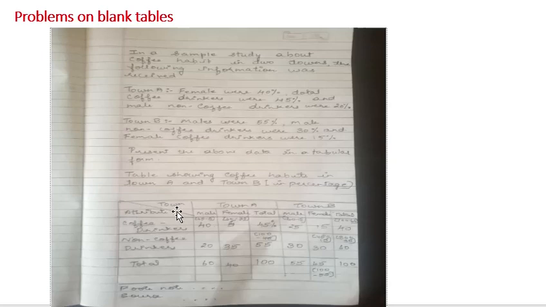Now what we will do first is we will draw the table. To draw the table, first we have to see how much information they have given. They have given two towns, town A and town B. Next they have given male and female. Next the main information is coffee drinkers and non-coffee drinkers. So here you have three.